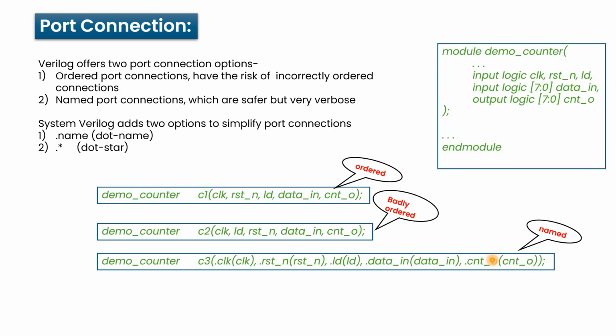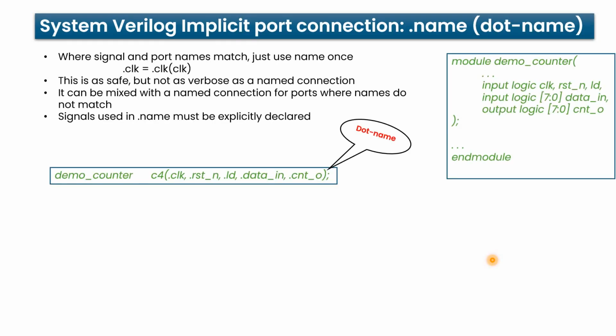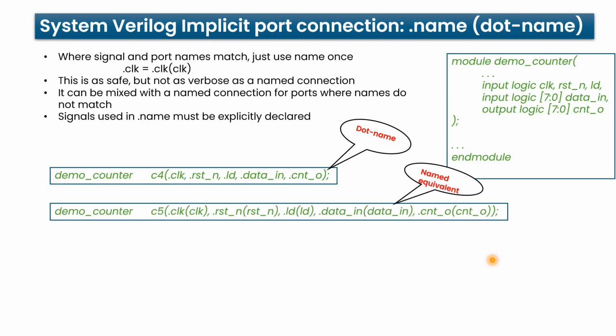So SystemVerilog improves this approach by using another method, which is dot name. The first approach is dot name, where signal and port names match, so just use the name once. So the child module here, let's say, has the name clock, and where it is getting instantiated in the parent module, we also have the same signal name. So in that case, we don't have to use dot clock and then in brackets again assign clock. We can use dot and directly the name.